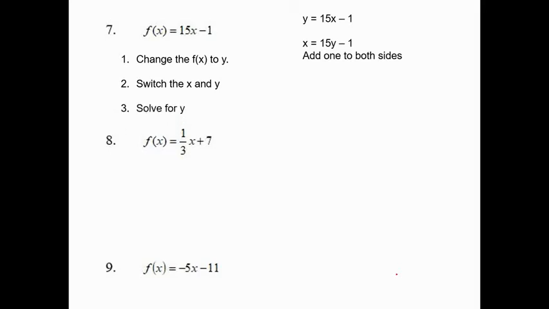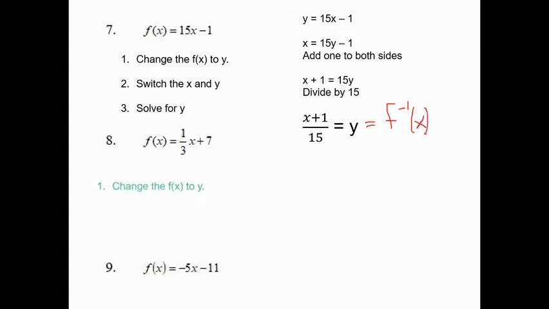We're going to change the f of x to y, so we get y equals 15x minus 1. We're then going to switch the x and the y. So I get x is equal to 15y minus 1, and we add 1 to both sides in order to start solving for y. So x plus 1 equals 15y, divide by 15, and now we get that (x plus 1) over 15 is y, and that y represents the inverse of the function. Let's take a look at the next one.